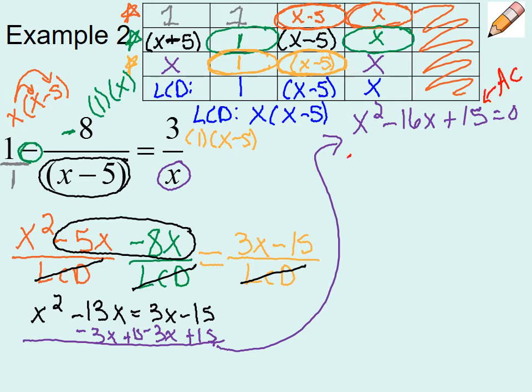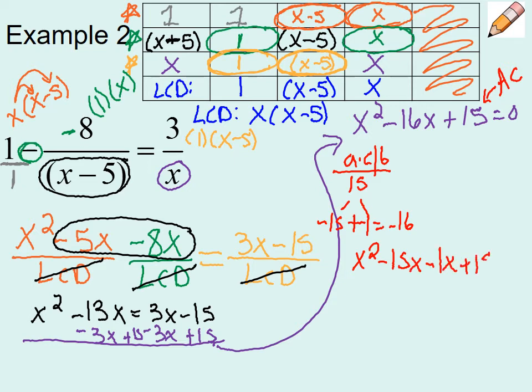So I'm going to take A times C has to add up to B. When I do that, I get 15, 2 numbers that have to add up to negative 16. So negative 15 and negative 1. If I rewrite my problem, I get x squared minus 15x minus 1x plus 15. Group my first 2, group my last 2. When I do that, first one I can take out an x, so I'm left with x minus 15.